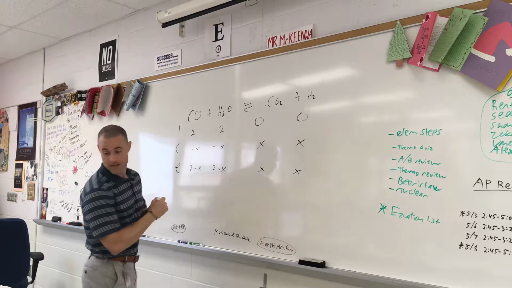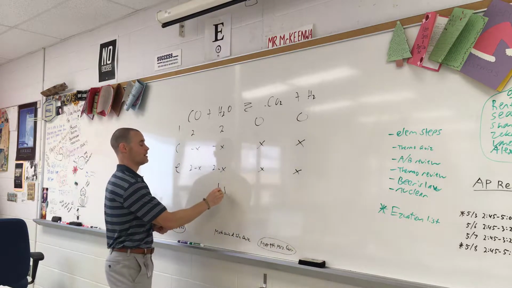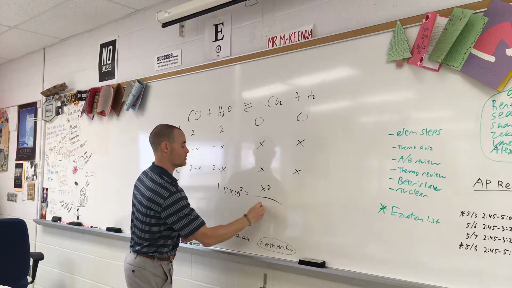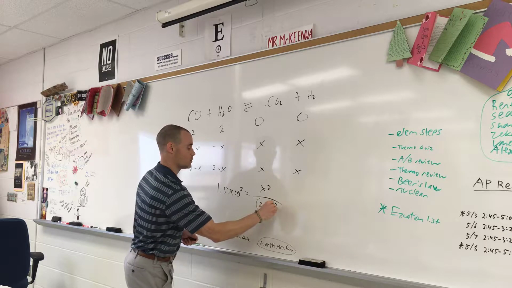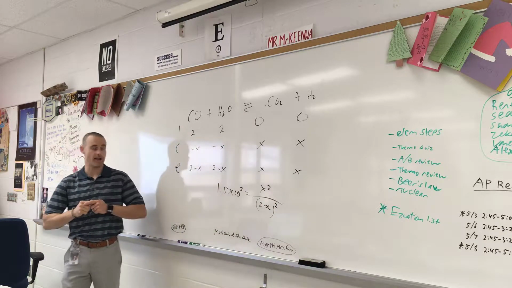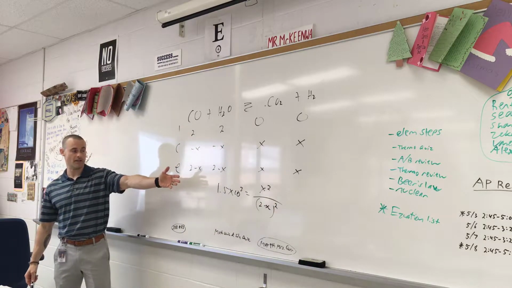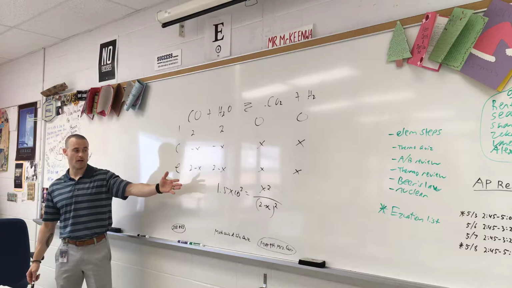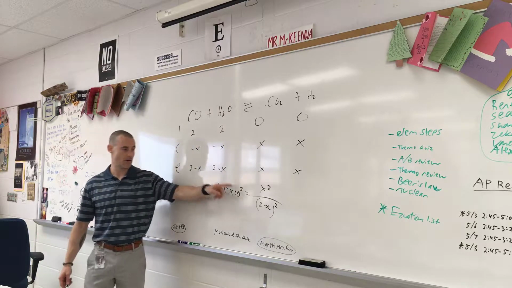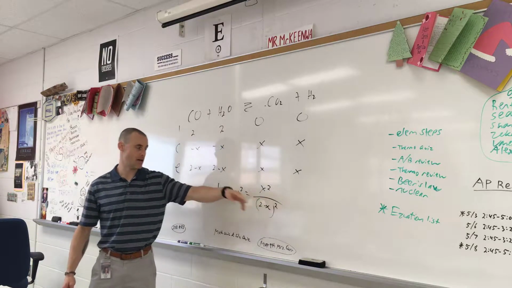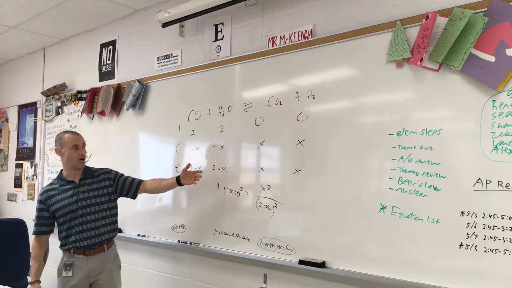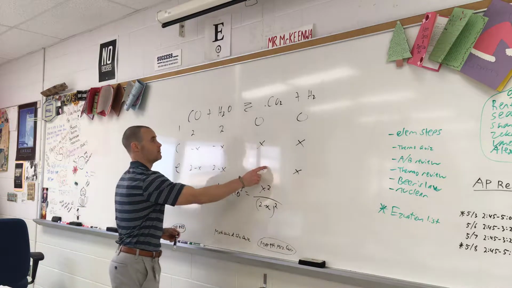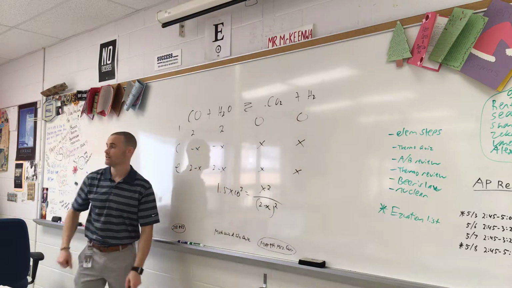Here we go. Now, the K value is 1.5 times 10 to the third equals x squared over (2 minus x) squared. So if we were going to set up an ICE table and solve for x, this is how we would do it, right? You would take the square root of both sides, and then you could solve for x. So why does it make sense that this is going to be greater than this?